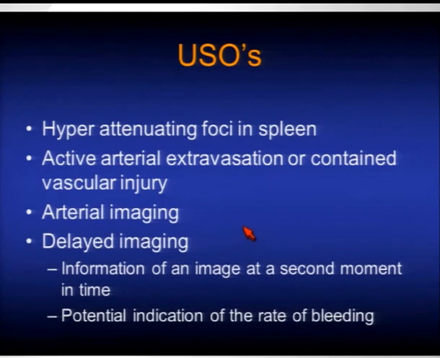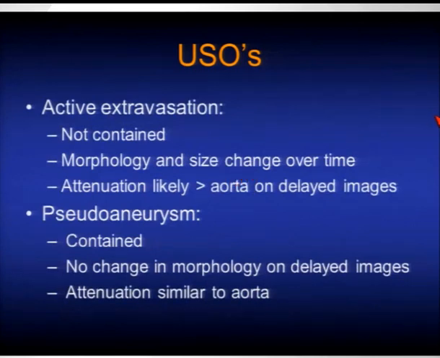The delayed imaging in terms of active extravasation also gives you imaging at a second point in time, so it gives you a potential indication of the rate of bleeding. Active extravasation, of course, is not confined. The morphology and size will change over time, and the attenuation of active extravasation is likely to be greater than the aorta on delayed imaging. The pseudoaneurysms or the contained vascular injuries, on the other hand, tend to be contained, and there's no change in morphology or size on delayed imaging, and the attenuation tends to be similar to the aorta on arterial, portal venous phase and delayed imaging.